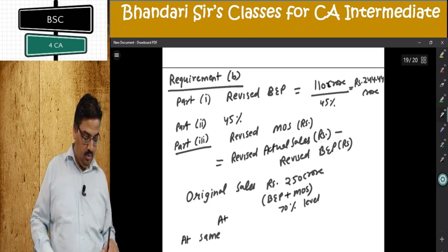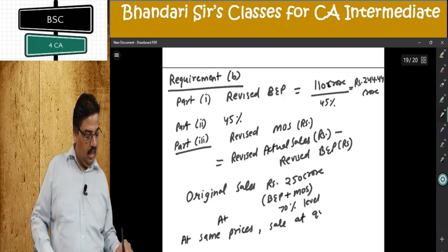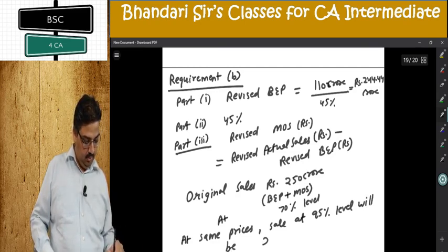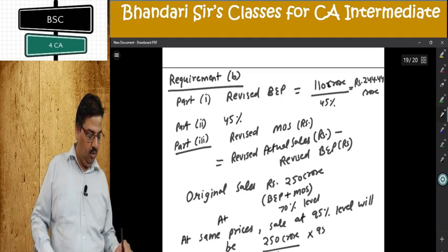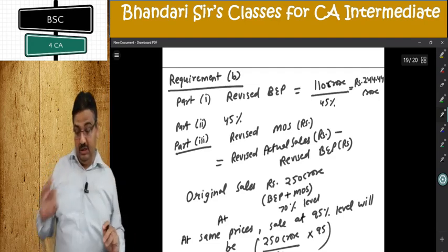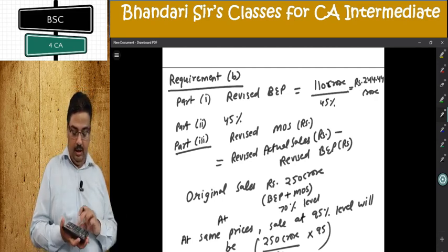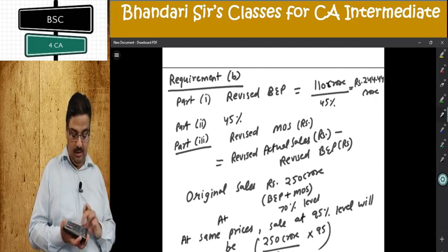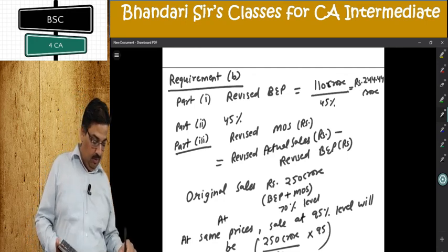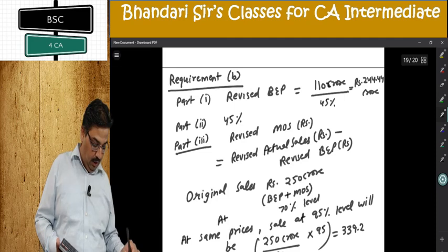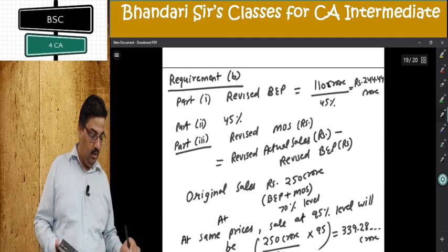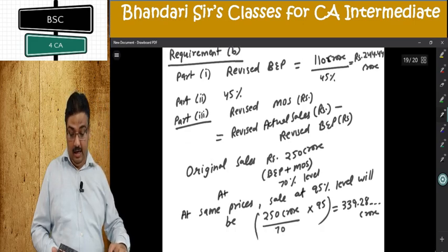At same prices, sale at 95% level will be 250 crore divided by 70 into 95. If the selling price did not change, then proportionate sale due to quantitative change is 250 divided by 70 into 95. It will be 339.28 crore. But selling price is declining by 8%.